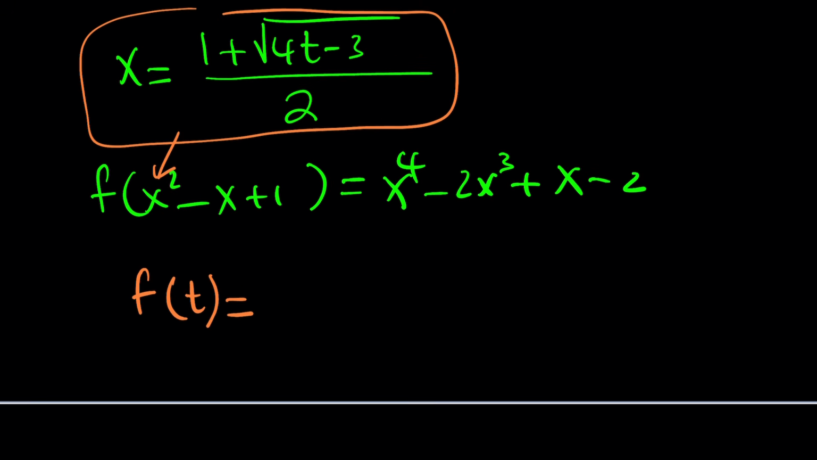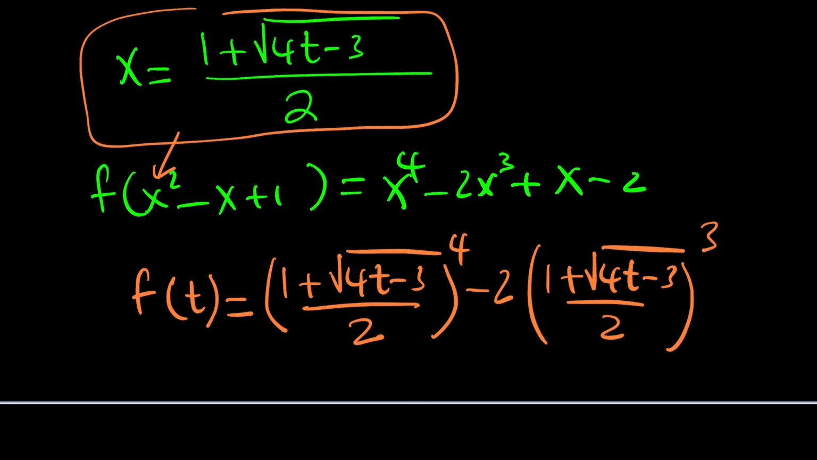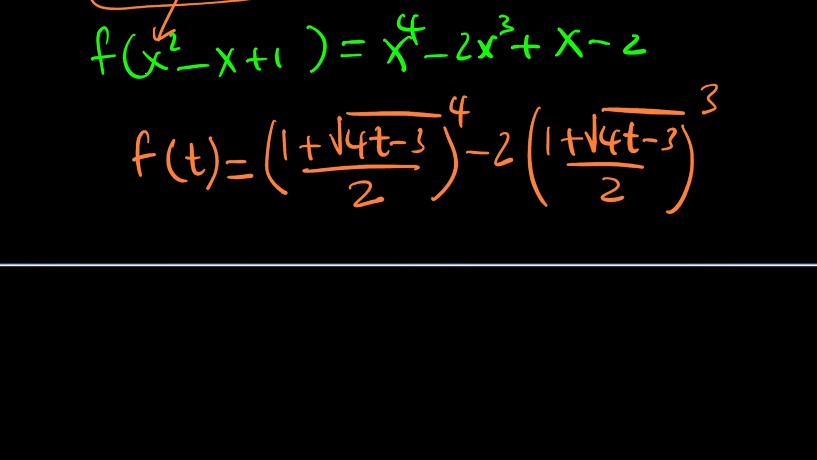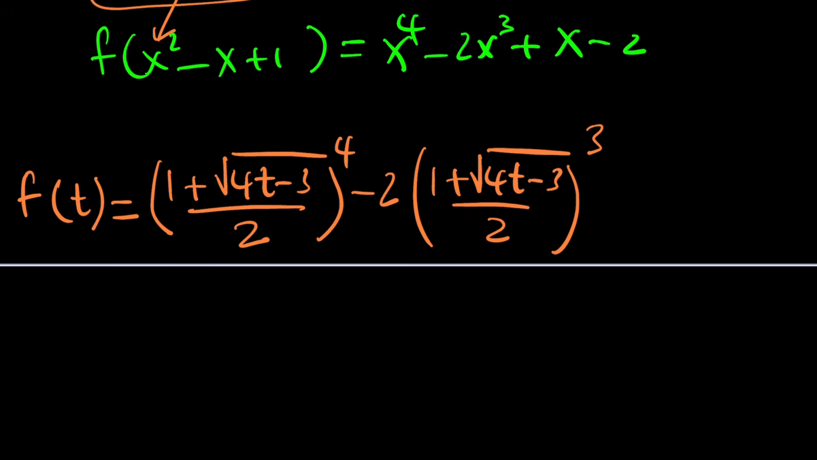So let's replace x with 1 plus the square root of 4t minus 3, divided by 2. Of course, I need to raise it to the fourth power, and then minus 2 times the same thing. And of course, I'm going to raise it now to the third power. Uh-oh, it didn't fit. Maybe we can make it fit if we move this a little bit to the left. Let's see if we have enough room for that. And then plus x, which should be the same expression with the radical, right? And finally, minus 2. So that is the expression for f of t.